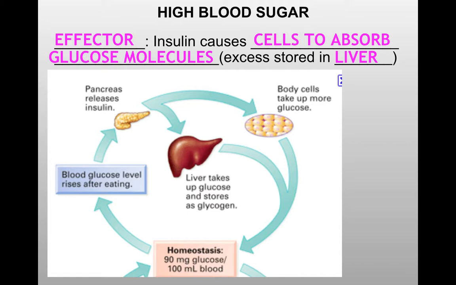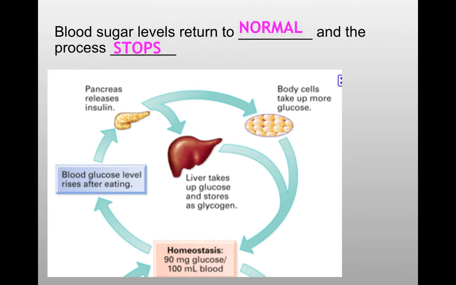Okay, so our blood sugar went too high. We detected that in the blood. The pancreas told us what to do. The pancreas released insulin, and the insulin tells the cells, take in the sugar. So now as the cells absorb the glucose, the levels in the blood are going to drop back down to normal, and the feedback loop will stop, okay?